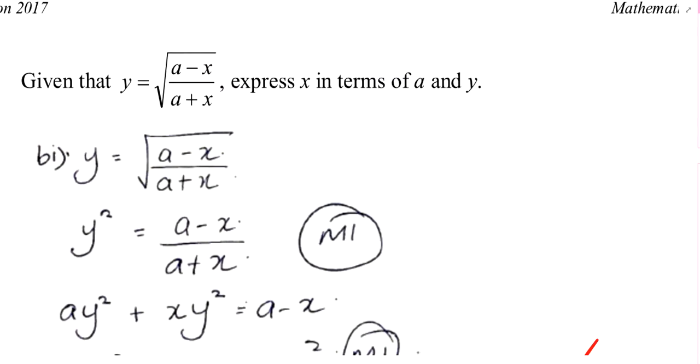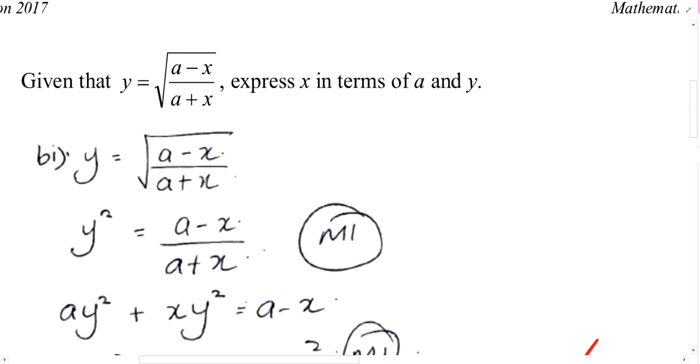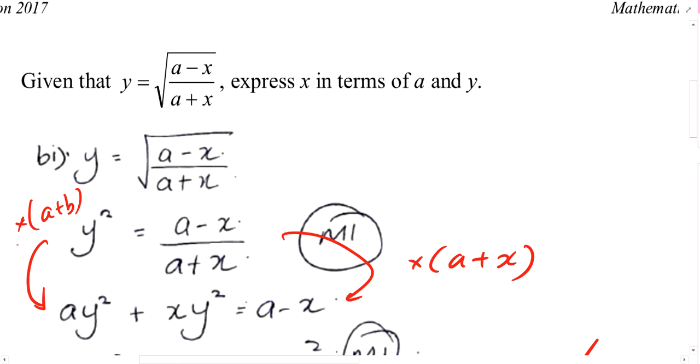X out. It is now trapped inside my square root sign. What shall I do to both sides first? I square both sides. So y square equals to a minus x divided by a plus x. So the square root disappears already. Now, fraction again. Like I told you, I don't really like fractions. So what is the next thing you can do? Yeah, multiply by a plus x. Likewise, multiply by a plus x.